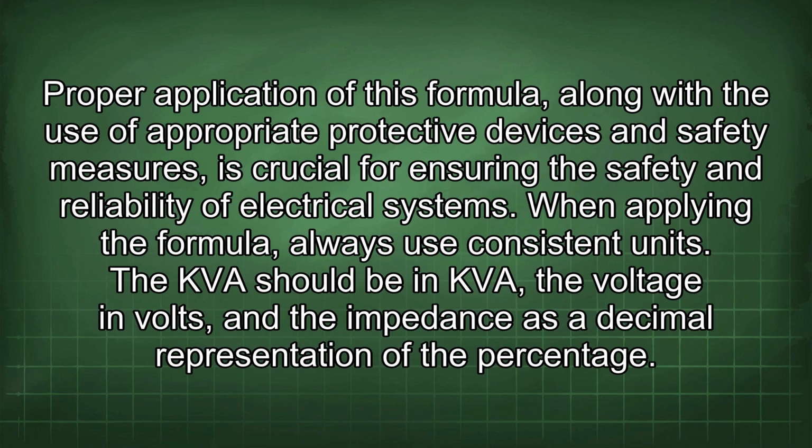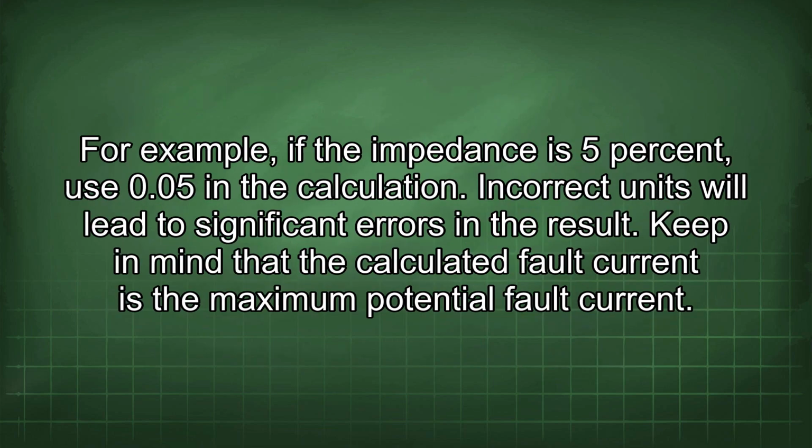When applying the formula, always use consistent units. The kVA should be in kVA, the voltage in volts, and the impedance as a decimal representation of the percentage. For example, if the impedance is 5%, use 0.5 in the calculation. Incorrect units will lead to significant errors in the result.